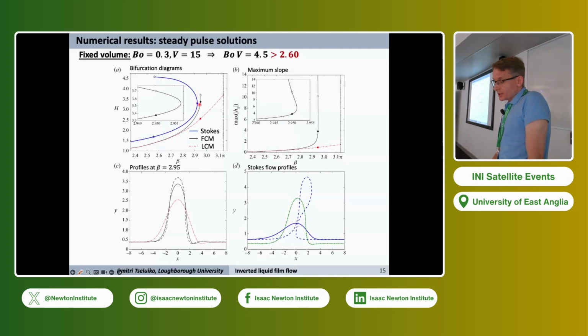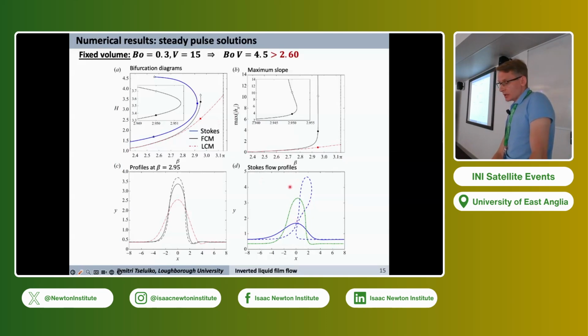The FCM model terminates at the point where the curvature of the interface becomes infinite. This is confirmed in the right panel. The zoom in of this region is shown in the inset here. We cannot continue beyond the point where the curvature becomes infinite for the full curvature model. The model breaks down, but we can go beyond this point for the full Stokes equations, and in this case we obtain multi-valued solutions.